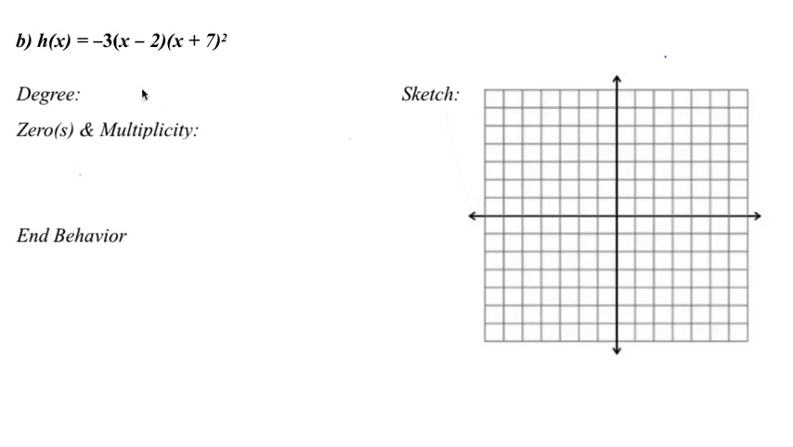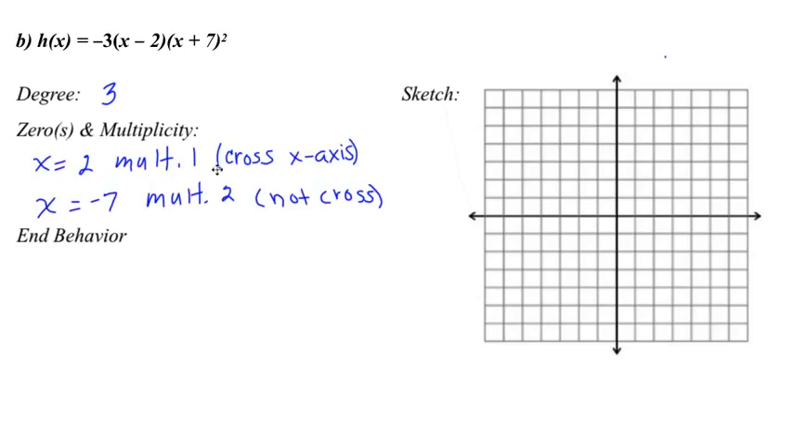All right, let's take a look. This one, because we have a repeated factor here, this is like an x squared times an x, so our degree would be 3. Our zeros and multiplicity, we have a 0 at x equals 2, it has multiplicity 1, and a 0 at x equals negative 7, it has multiplicity 2. So the one with multiplicity 1 will cross the x-axis. At negative 7, we're not going to cross the x-axis.